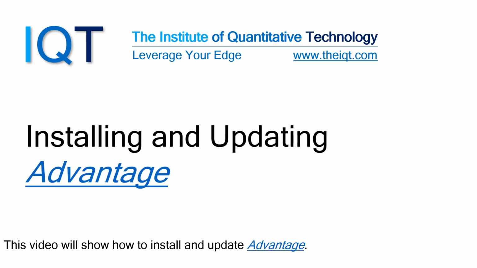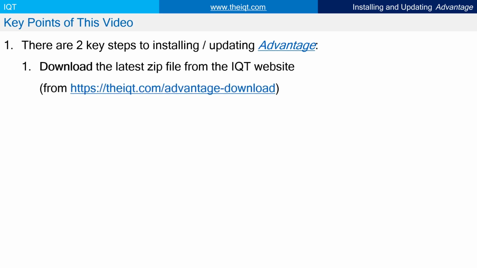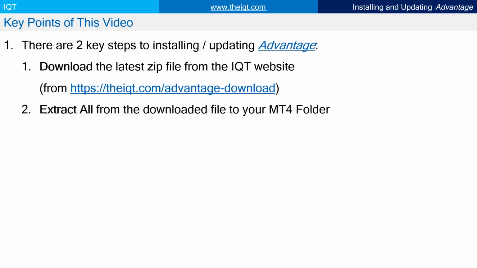This video will show how to install and update Advantage. 1. There are two key steps to installing or updating Advantage. Download the latest zip file from the IQT website from https://theiqt.com/advantage-download. Extract all from the downloaded file to your MT4 folder.